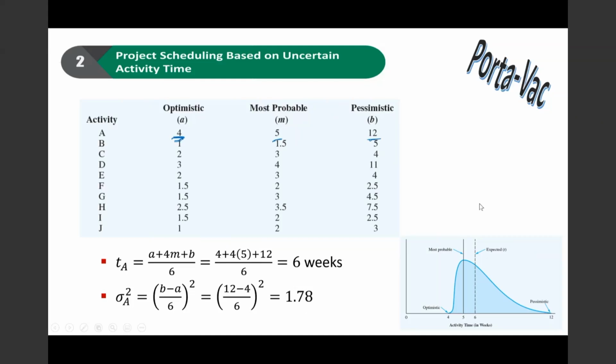Okay. So here in this particular graph, it just shows you, for activity A, optimistically, it will be 4 weeks. Most probable 5 weeks, expected is 6 weeks. Expected here is your mean. So this is called the mean, or it can be called the expected time. It is 6 weeks, and pessimistically, it will be 12 weeks.